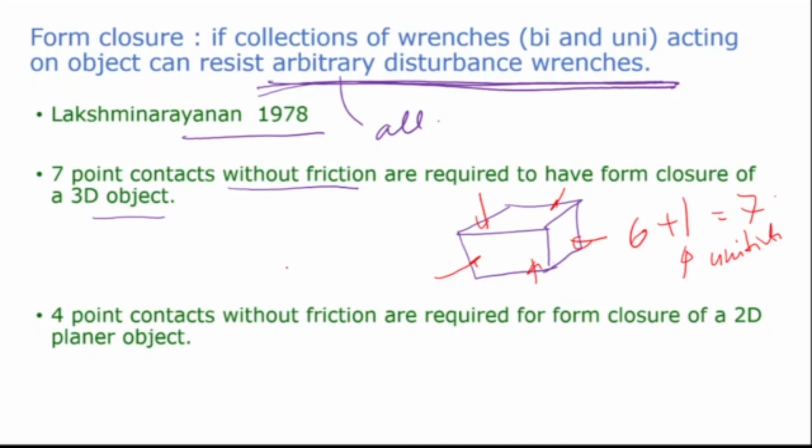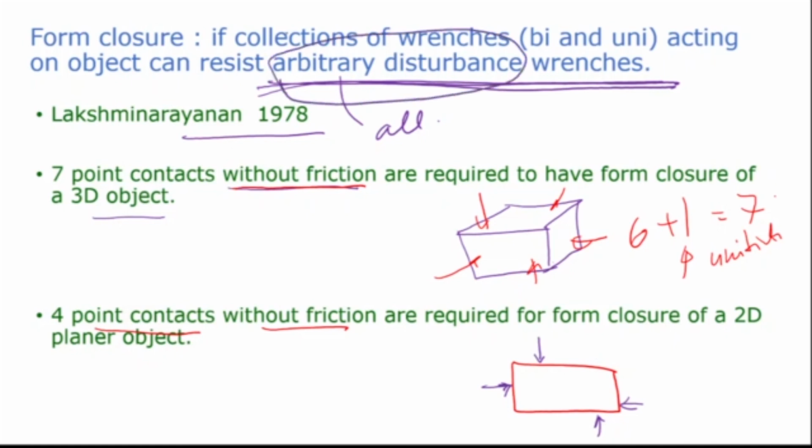And he was the first one who proved that 7-point contacts without friction are required to have form closure of a 3D object, and 4-point contacts without friction are required for form closure of a 2D planar object. So if I have a 2D object like this, I need 4 to have form closure. That means I can put 2 here, and I can put 2 here. Now this is completely constrained. It will not get destabilized by any disturbance. So it can reject any arbitrary disturbance. And this is what we call form closure.